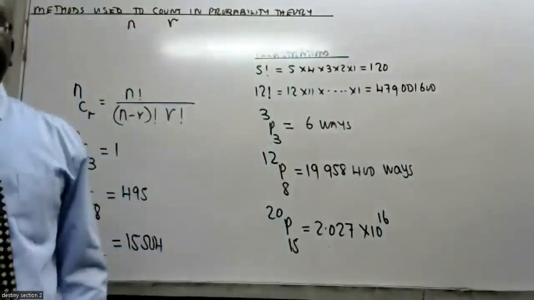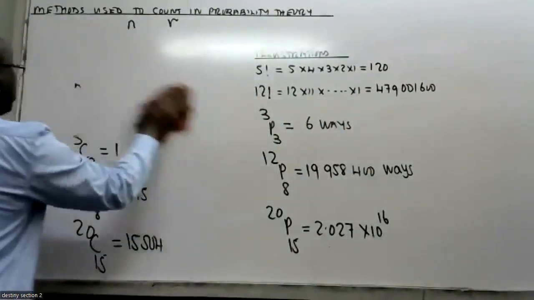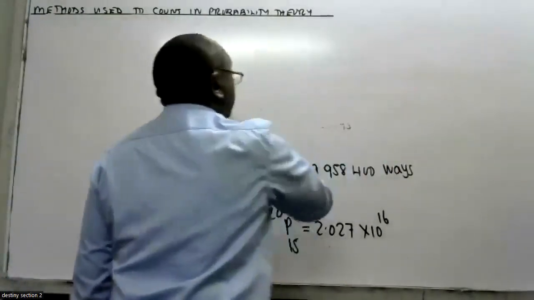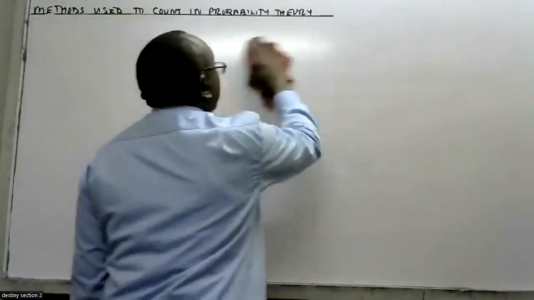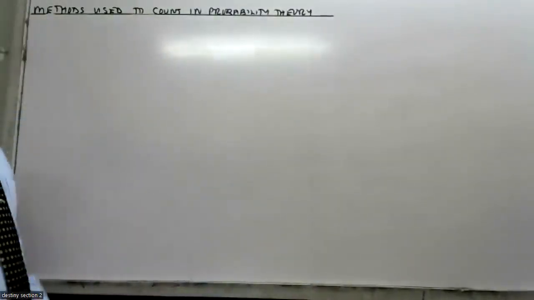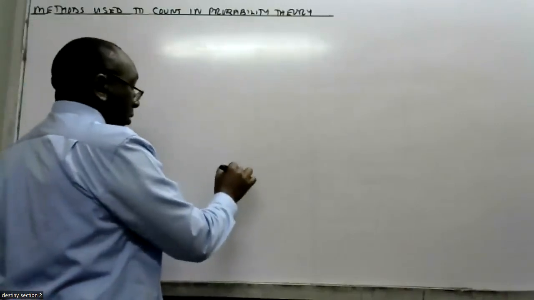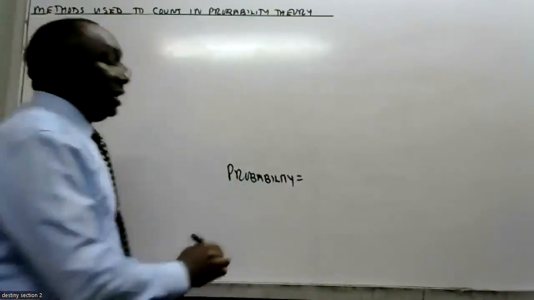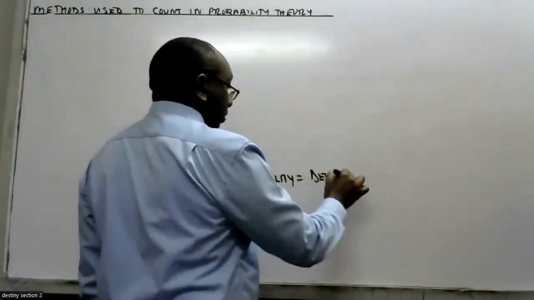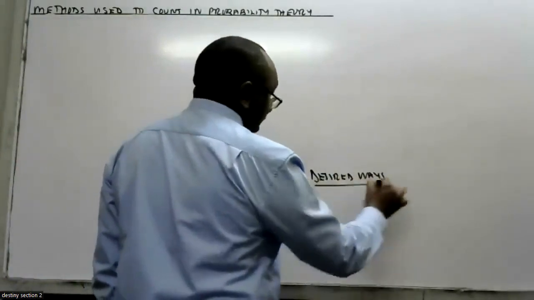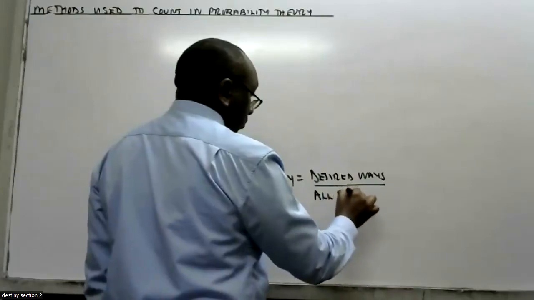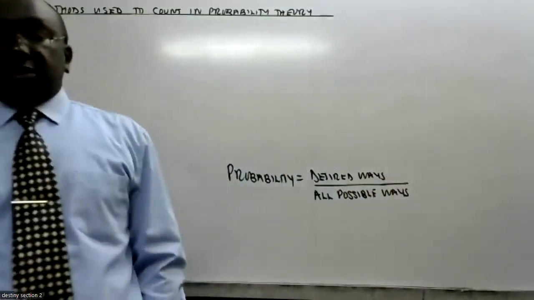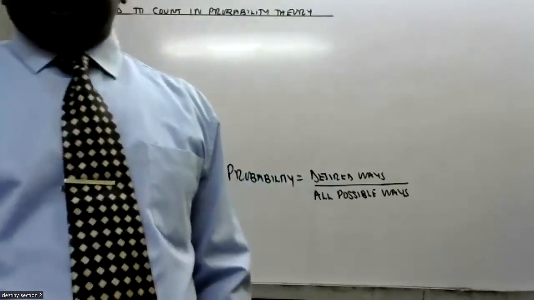Then down there you write that combinations are used to compute probabilities as follows. Probability is equal to desired ways divided by all possible ways.